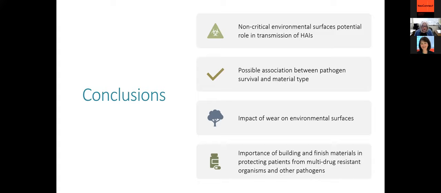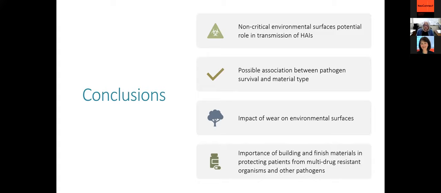But what we know is that contamination, recontamination, cross-contamination, vectors of transmission, all of these things start with contamination on a surface that can then be moved by a healthcare worker, by a visitor, by a patient to another location, and there's a risk of infection there. So we did show that there was a possible association between pathogen survival and material type. That was the difference between the copper materials and the others, basically.